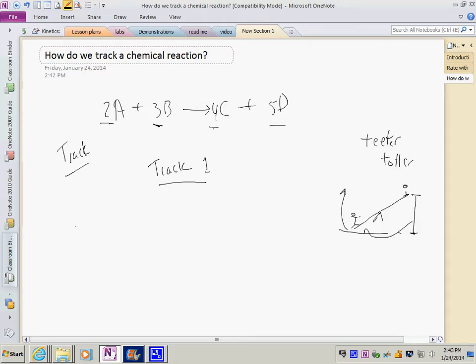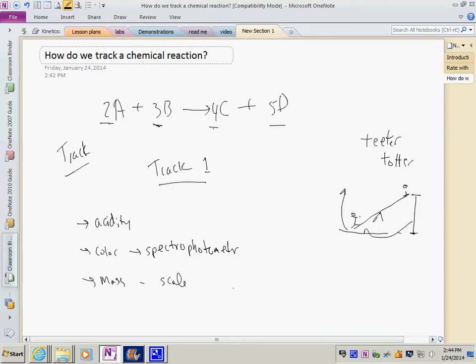Now, how would you track stuff? You could track acidity. You could track color with a spectrophotometer. You could possibly track mass, with a scale.